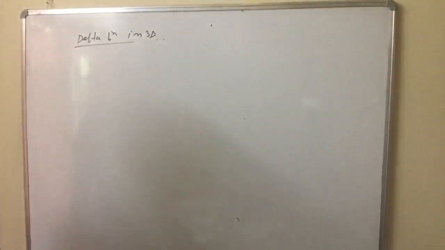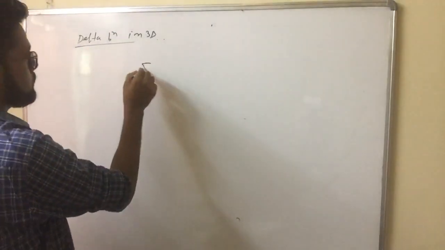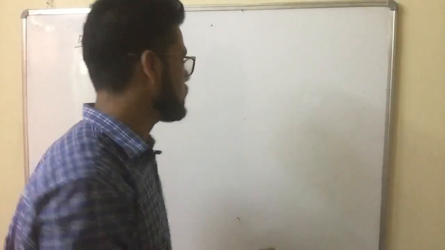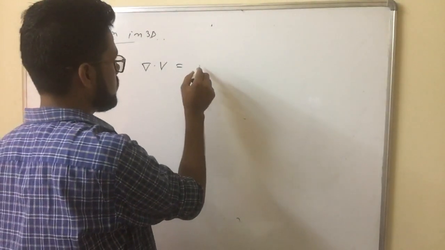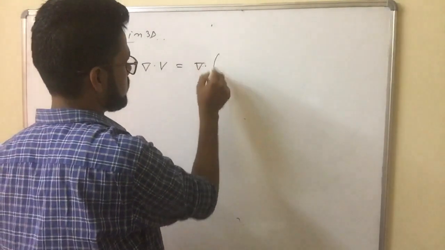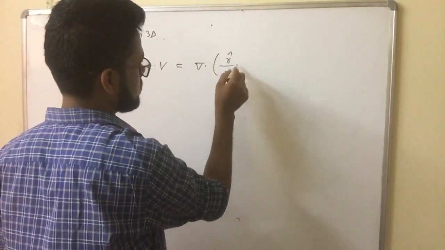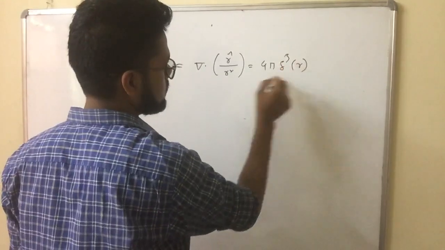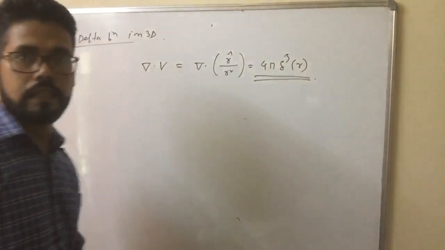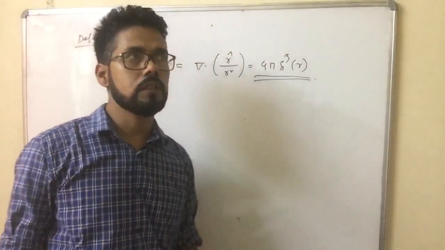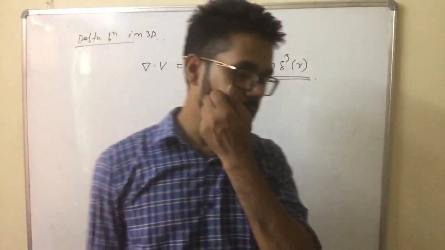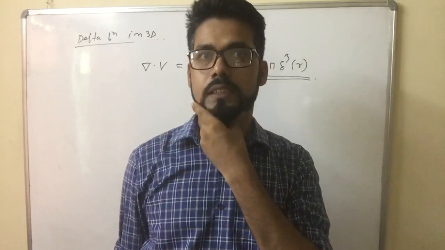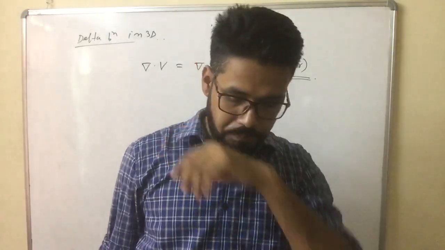Now in the earlier class I told you the divergence of r cap by r square is equal to 0, but left hand side and right hand side are not equal. In order to avoid this confusion, we always write the divergence of r cap by r square equal to 4 pi delta cube r. This formula is very, very essential, because in the last exam I saw the question: express the Gauss divergence theorem in terms of delta function. The question is like that.